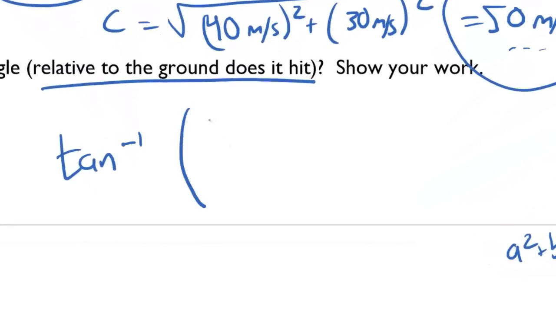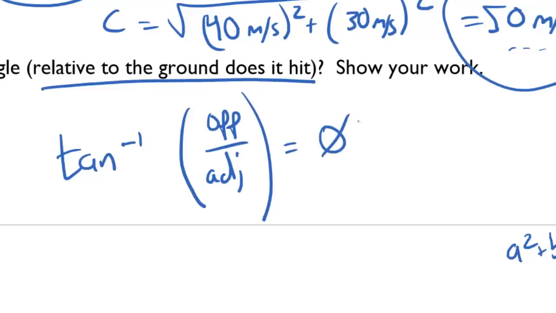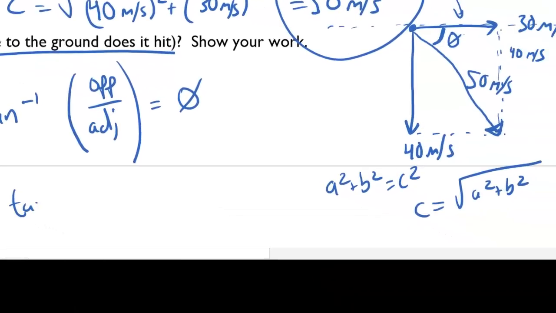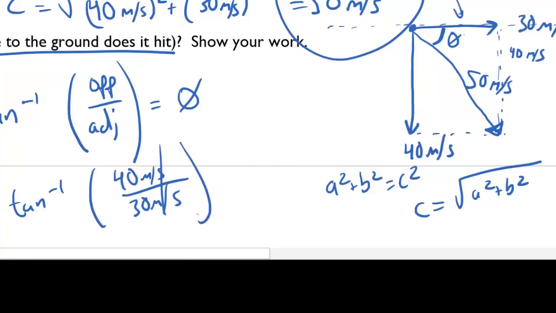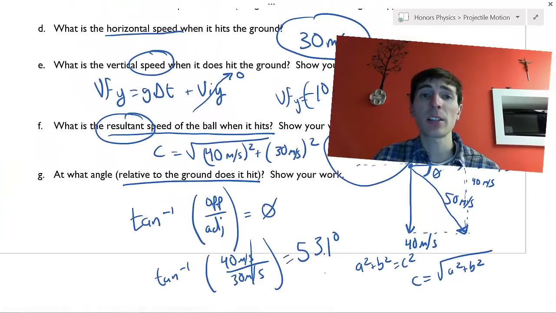So tan minus 1 of my opposite over my adjacent is going to be equal to theta. So all I need to do is take tangent minus 1. The opposite side was 40. The adjacent side was 30. Those units cancel. And when I do that, I'm going to get my angle as 53.1 degrees. So this is how we deal with projectiles that are launched horizontally, and I hope that this was helpful.